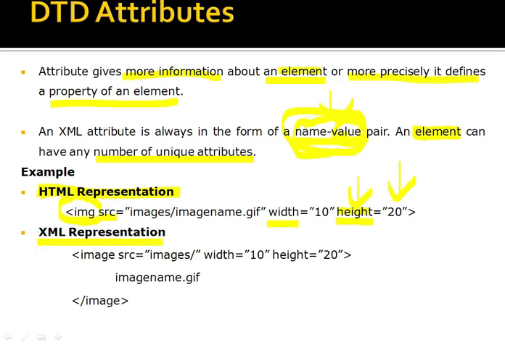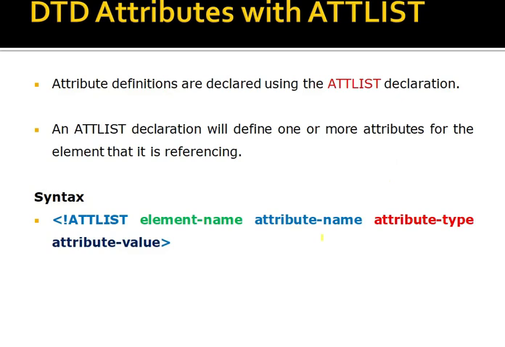When you represent the same HTML with the help of XML, it could be like this. So image is an element. SRC is an attribute. Width is an attribute. Height is an attribute. And this is a value, not an attribute value, an element value. The attribute values are here. So 10, 20 are attribute values. So an attribute gives more information about an element.